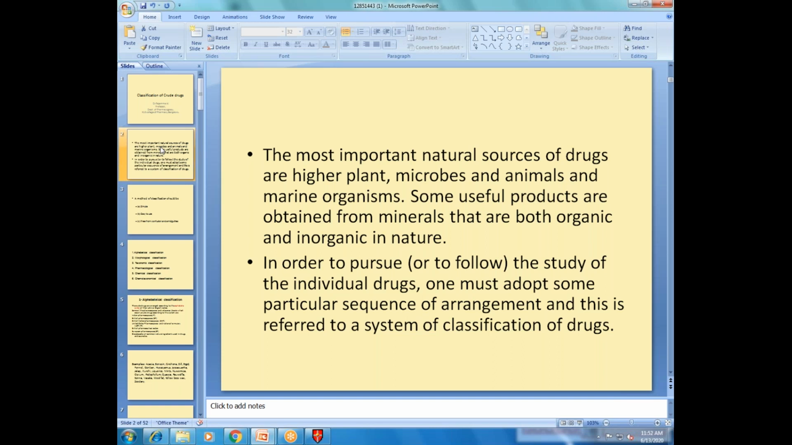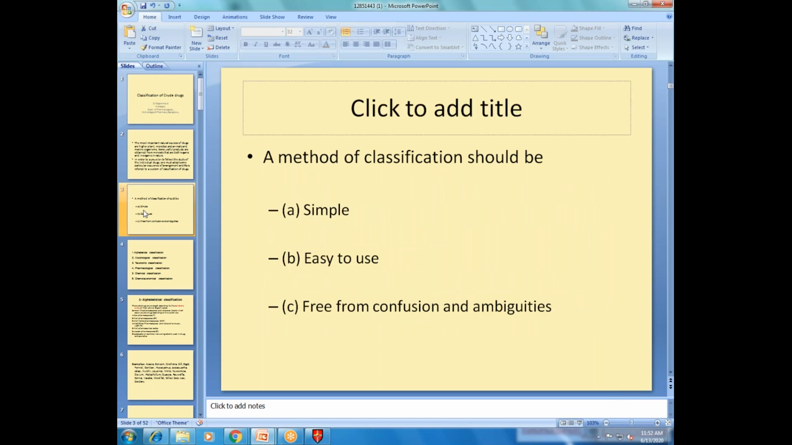In order to pursue the study of individual drugs, one must adopt some particular sequence of arrangement, and this is referred to as the classification of drugs. When you're studying, you can't just take one drug without knowing whether it is a rhizome, root, or what it is. So it is very difficult. When you are writing a biological source, you will also write the part of the plant which is used. It is very important to classify a drug, so it will be easy for us to study the drugs.